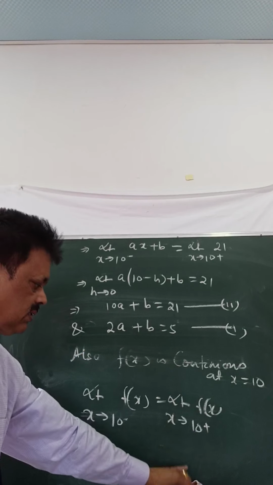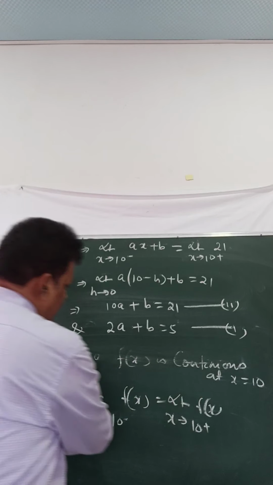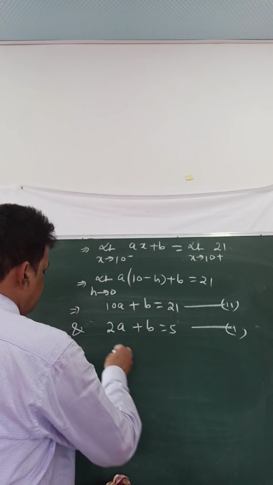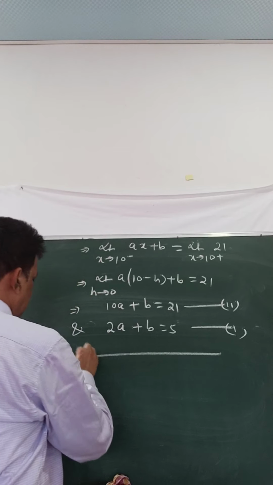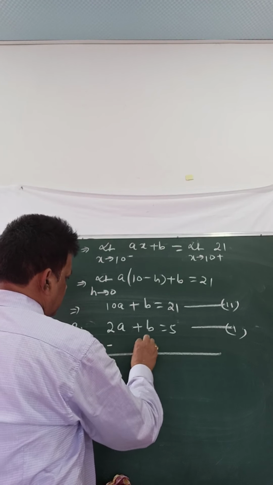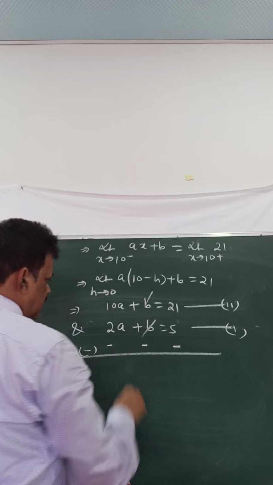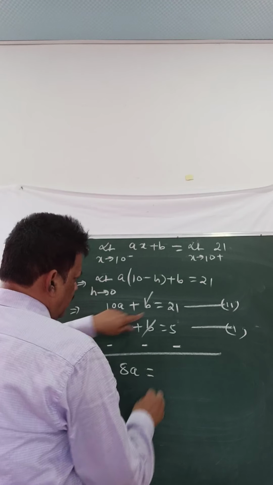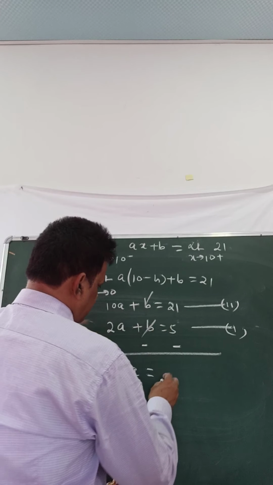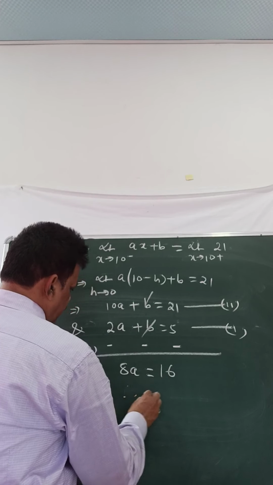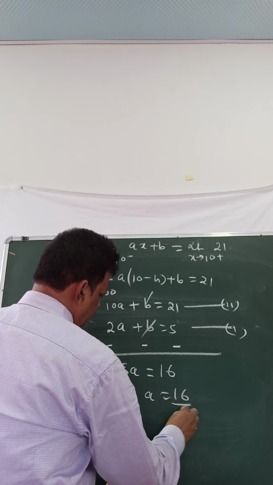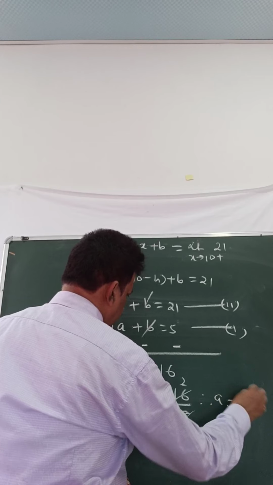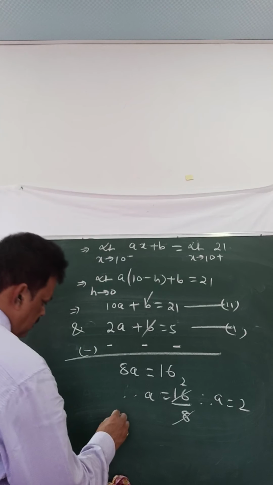We can solve it. How to solve? Solving the linear simultaneous equations. Now you have to subtract. If you subtract, this is minus, this is minus, this gets cancelled. 10a minus 2a is 8a. 21 minus 5 is 16. Therefore, a equals 16 by 8, a equals 2.